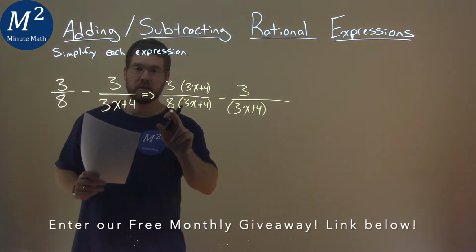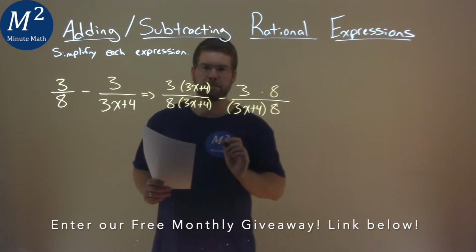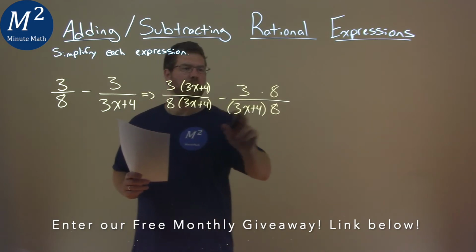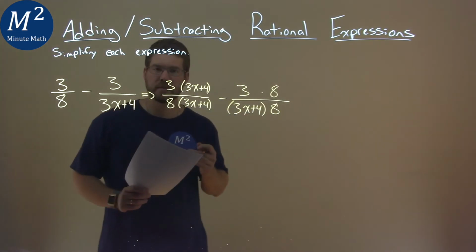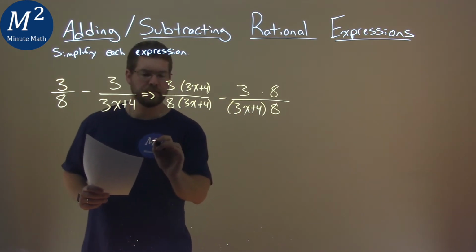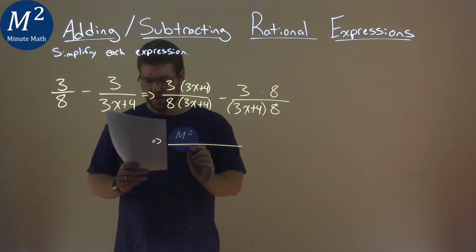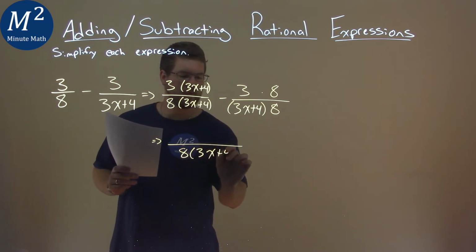I then take this denominator, which is the 8, and multiply it here over itself as well. Notice now, by putting 8 over 8, it's just like a 1, and 3x plus 4 over itself is like a 1. But we now have the same denominator. That denominator being the 8 times a 3x plus 4.